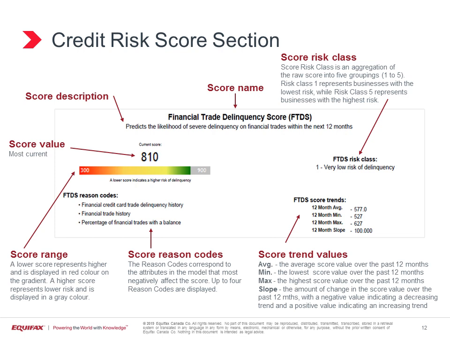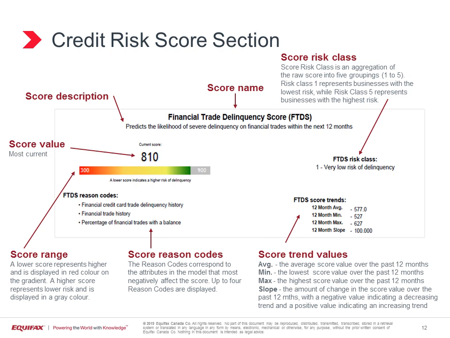A new feature of the Business Credit Report is the addition of 4 score trend values. Average, the average score value over the past 12 months. Minimum, the lowest score value over the past 12 months. Maximum, the highest score value over the past 12 months. Slope, the amount of change in the score value over the past 12 months, with a negative value indicating a decreasing trend and a positive value indicating an increasing trend.